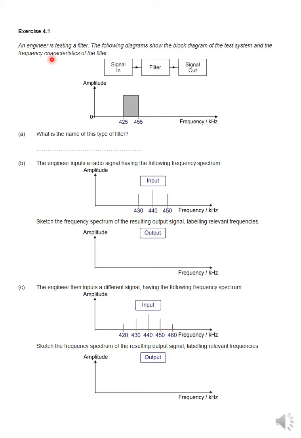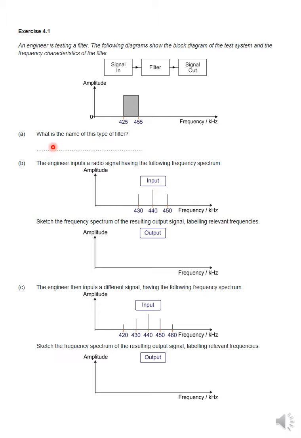All these things result in non-ideal behavior of filters. Now, as an exercise, an engineer is testing a filter. The following diagram shows the block diagram of the test system and the frequency characteristics of the filter. So you have a signal input, signal output, and you have a filter. So if you see, it operates in the frequency range of 425 kilohertz to 455 kilohertz.